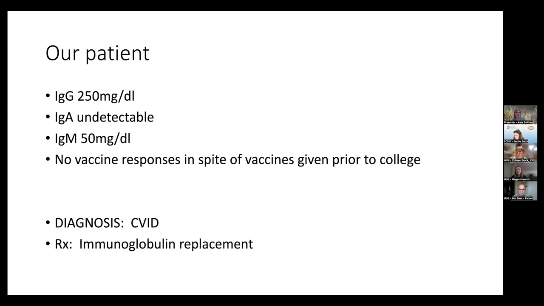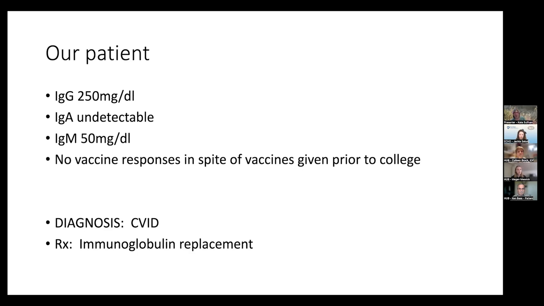So I get the labs. His IgG is 250 milligrams per deciliter. His IgA is undetectable. His IgM is 50 milligrams per deciliter. So if you're not used to looking at immunoglobulins, most adults should be over 500. So this is clearly low. About 1 in 500 Caucasians are IgA deficient.